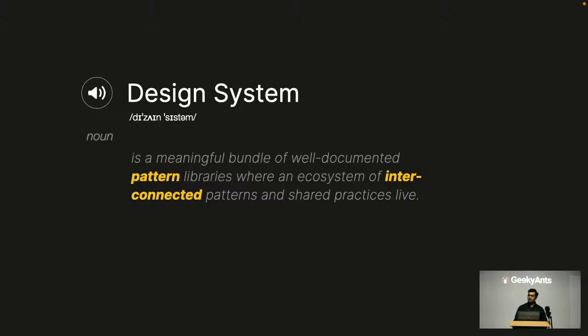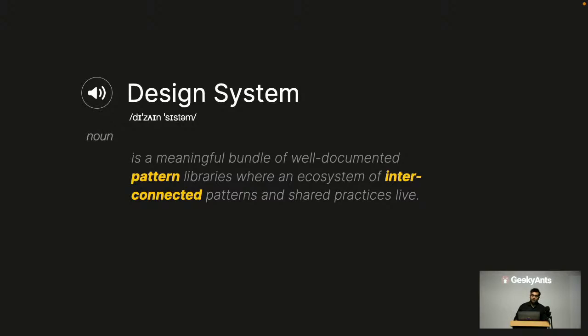This has already been covered very well by previous speakers, so I won't spend a lot of time. Let's just go fast over this piece. Design system is a meaningful bundle of well-documented pattern libraries where an ecosystem of interconnected patterns and shared practices live. Now, thanks to Devesh, my work on pattern is very easy. I don't have to explain that. It's reusable, repeating components or practices.